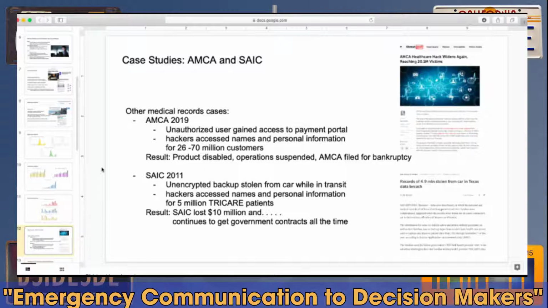Next is SAIC, the Science Applications International Corporation. This is famous for being a sheer bonehead move of data loss. An unencrypted backup including almost 5 million records for patients at TRICARE, which is the U.S. Army, Navy, and Marine Corps health insurance system, was stolen from a car while in transit.